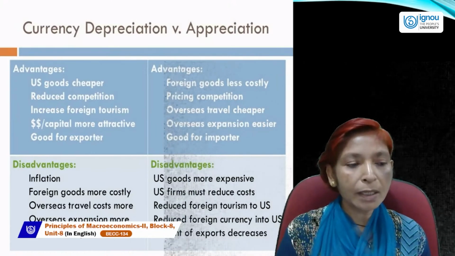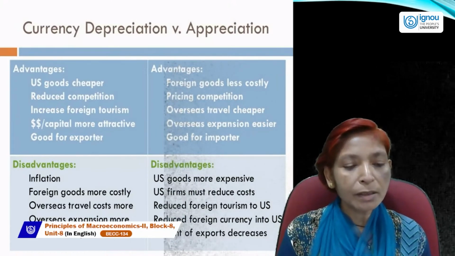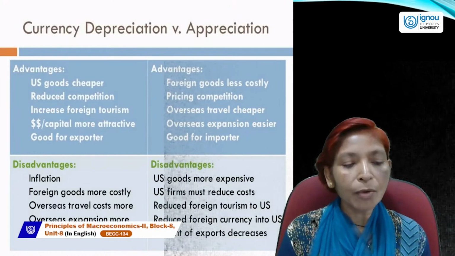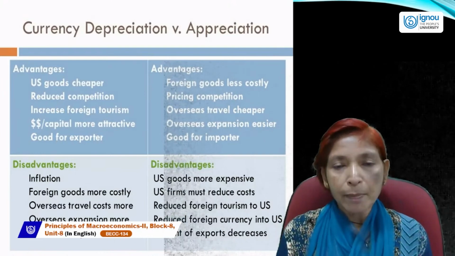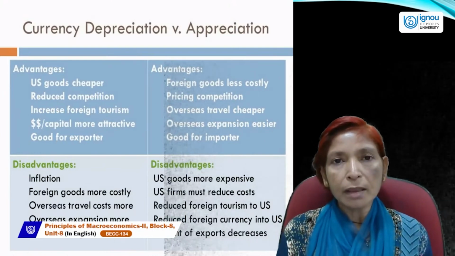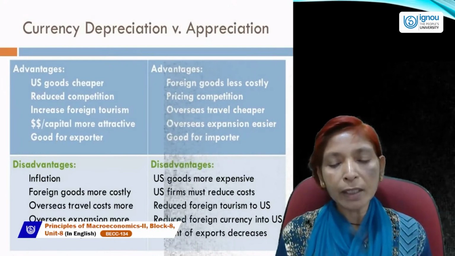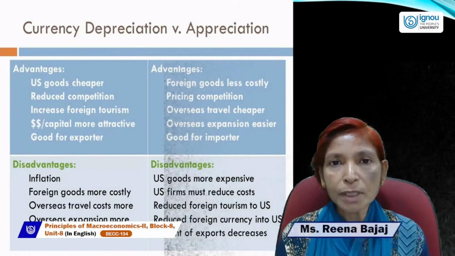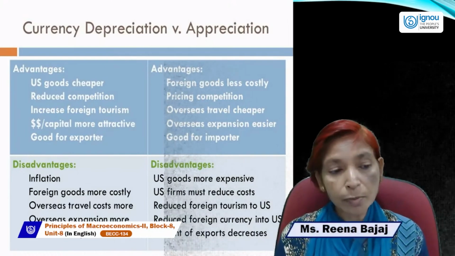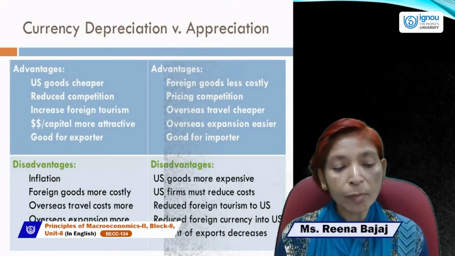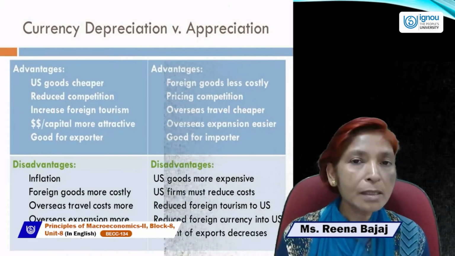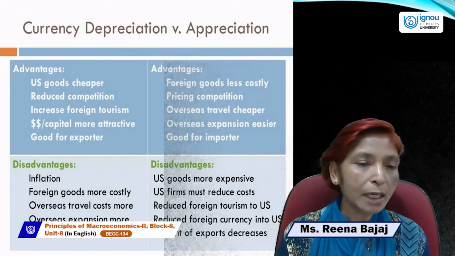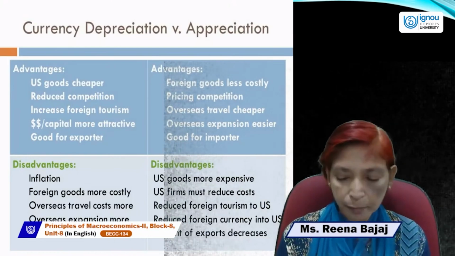Here, for the disadvantage of depreciation, the phrase 'amount of imports decreases' should be corrected. Instead of this, the amount of imports will increase. And for appreciation, the disadvantage is that the amount of exports decreases. That is right, but saying the amount of imports decreases as a disadvantage is wrong. The amount of imports will increase while depreciating our country's currency.